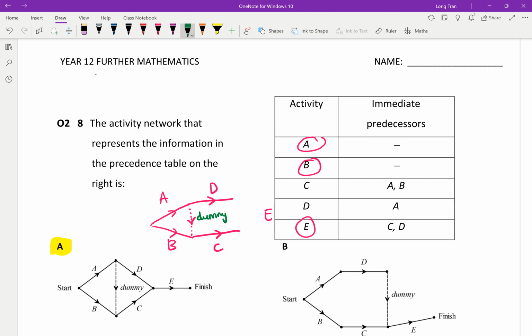And, but then C and D have to connect with E. So it means I just make it an angle then. So here we go. So E, like that. That's E. So this is E.